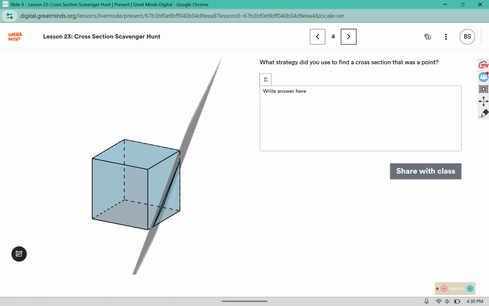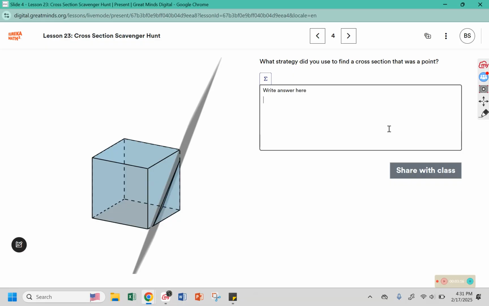What strategy did you use to find a cross-section that was a point? I cut at an angle and shifted the plane as far out towards the corner of the solid.